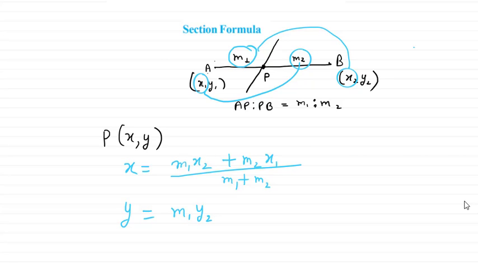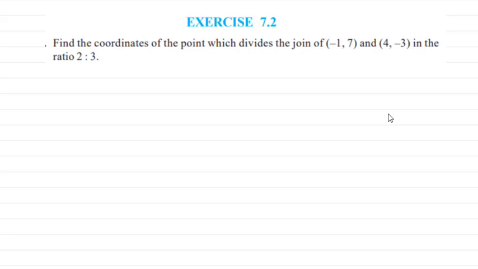So the formula becomes m1 x2 plus m2 x1, but in the place of x2 we write y2. So m1 y2 plus m2 y1 divided by m1 plus m2. That will give you the coordinates of P, and this formula is known as the section formula. Now let's see it with an example.